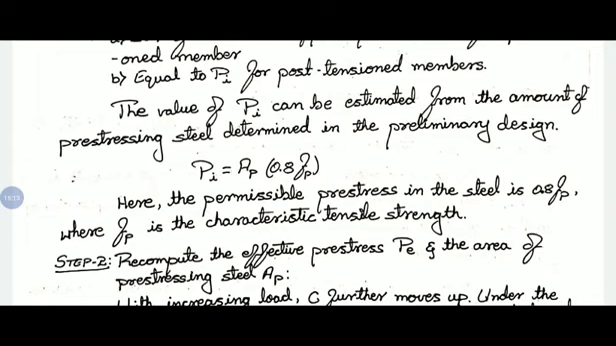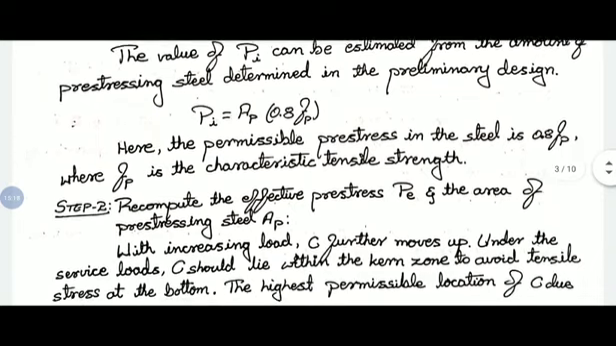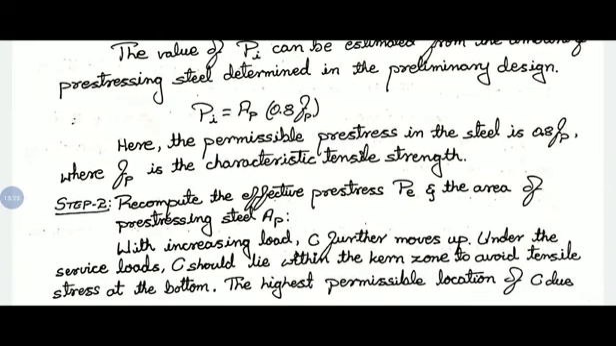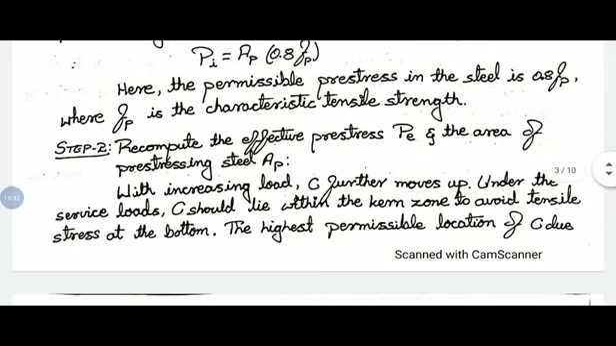So if it satisfies, okay. If it does not satisfy, again we need to compute the effective pre-stress and area of pre-stressing steel. Here we have considered the initial pre-stressing force. After that we need to calculate the effective pre-stressing force and the area of pre-stressing steel required. While solving the problems we can easily understand this.